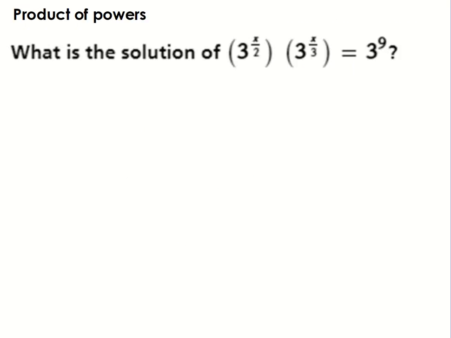Now, you're going to be solving equations that look like this with rational exponents. Here I have 3 to the power of x over 2 times 3 to the power of x over 3 equals 3 to the 9th. So what we're going to do is use our product of powers. I know I have the same base. They both have a base of 3. So when I multiply two numbers with the same base, we just add the exponents. So this is really going to be 3 to the x over 2 plus x over 3, and that's all equal to, oh, my pen stopped working. There we go.